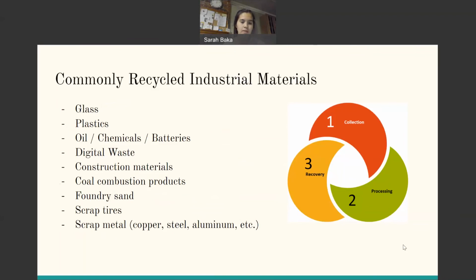So the most commonly recycled industrial materials are listed here. We have glass and plastics, and then you've got oil, chemicals, batteries, digital waste from computers and devices, construction materials, coal combustion products, foundry sand, scrap tires, and scrap metals, which are like your copper, steel, and aluminum. And generally, these materials go through 3 different phases, which involve collection and then some sort of processing specific to the type of material, and finally recovery, which is just the harvesting of the usable materials at the end.